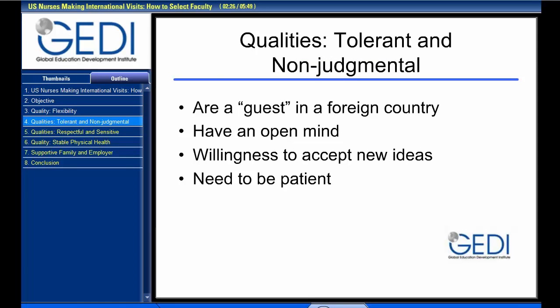Tolerance and non-judgmental. When you're a guest in a foreign country, you are in fact a guest, and you're representing your professional society, your professional organization, your professional institution, and your country in that particular country. So you want to be sensitive to other people's cultures and customs, be someone who is in fact tolerant and non-judgmental, regardless of what the situation bears. You need to have an open mind. You need to be willing to accept and work with new ideas within new parameters, and you definitely need to be patient.